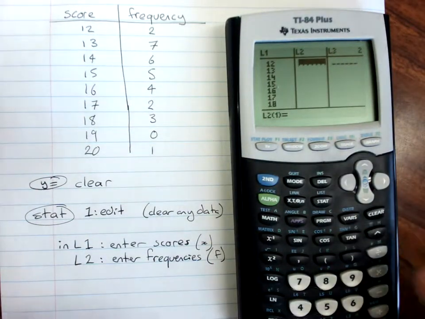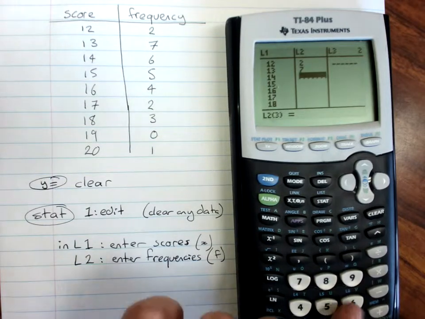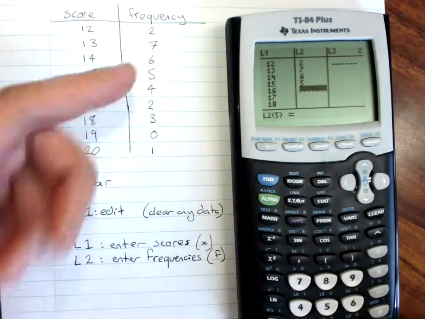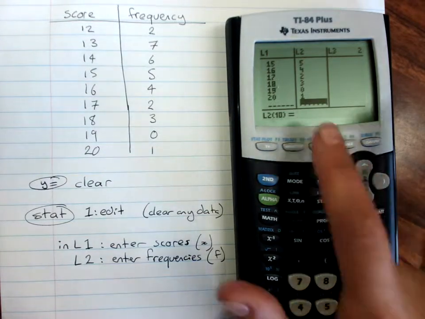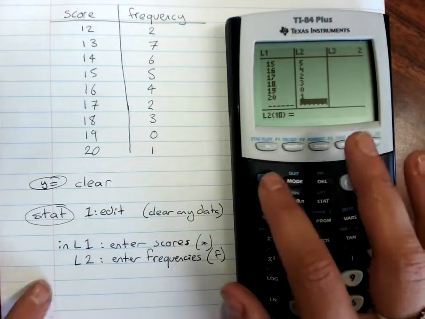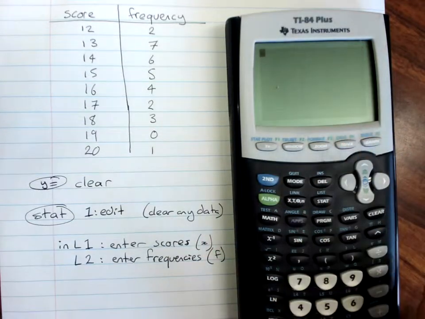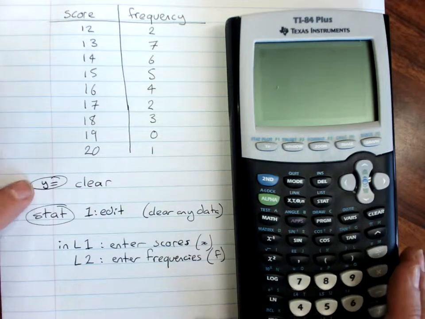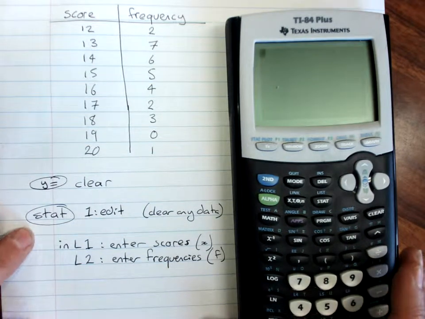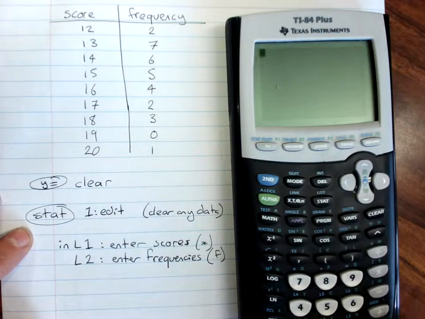So the frequency gets entered down here. So effectively you've turned this into a frequency table. Check that both your columns are the same and quit out of there. So you've cleared everything else, you've entered your data, and you just need to display it.